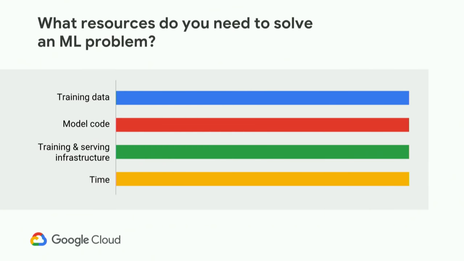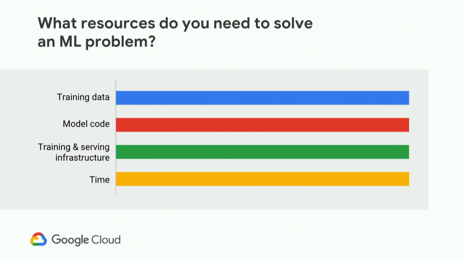Another thing I like to think about when I'm diving into a machine learning problem is the resources that I'm going to need to solve that problem. I've listed just four here. There's probably others that I haven't thought of, but let's go over what these are. So first is training data. How much training data are you going to need to get an accurate model that's going to get an accurate prediction on your data? How much model code are you going to write? How much training and serving infrastructure are you going to have to provision? And then finally, overall, how much time is this whole process going to take you?